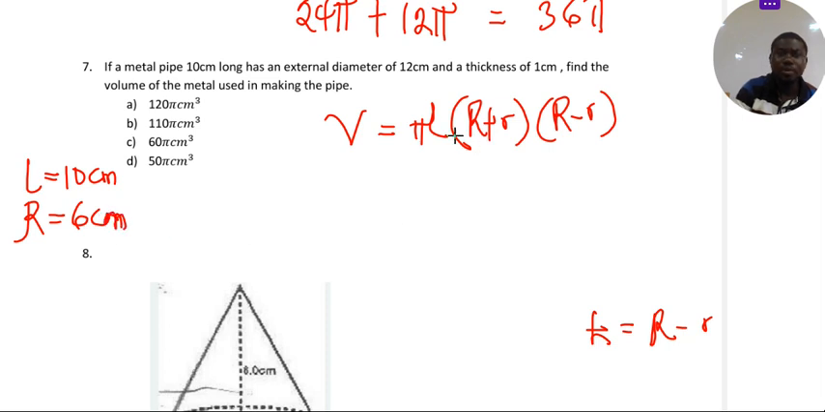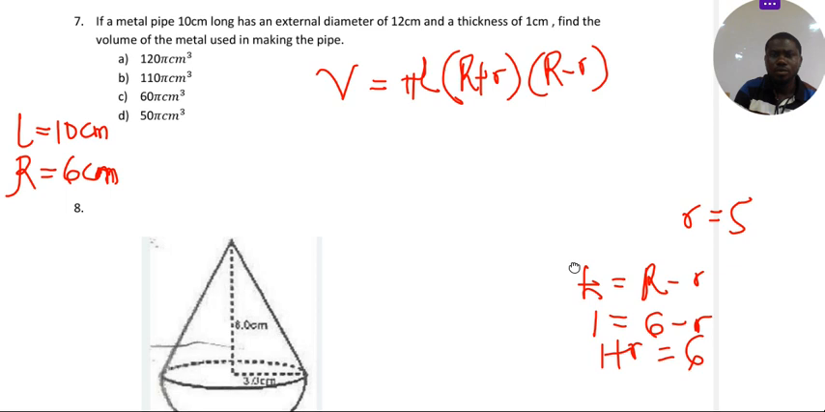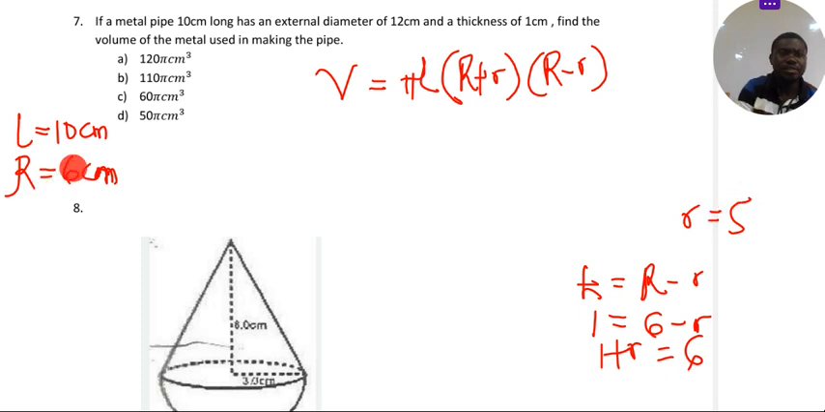So thickness is 1, equals external radius 6 minus internal radius r. So 1 plus r is equal to 6, so r equals 5. That means internal radius is 5, external radius 6. Internal diameter definitely corresponds to 10. Okay, so let's get the volume of metal used in making the pipe.